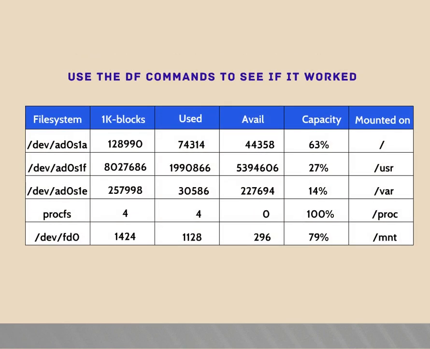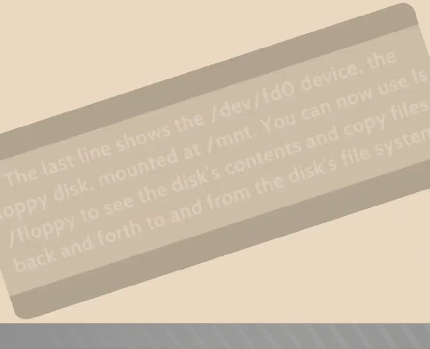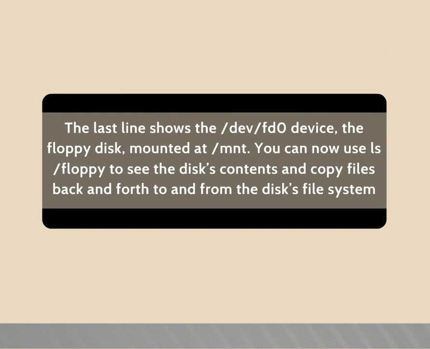Use the df command to see if it worked. The last line shows the /dev/fd0 device, the floppy disk, mounted at /mnt. You can now use ls /floppy to see the disk contents and copy files back and forth to and from the disk's file system.